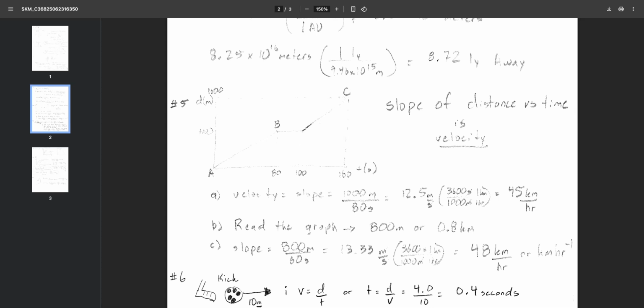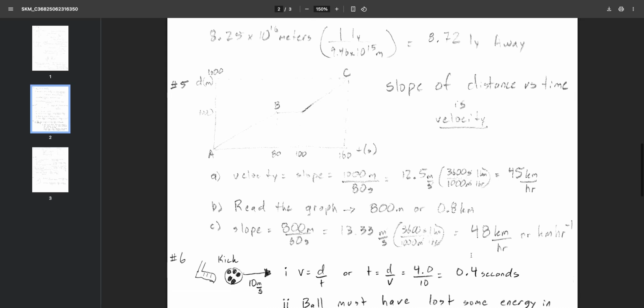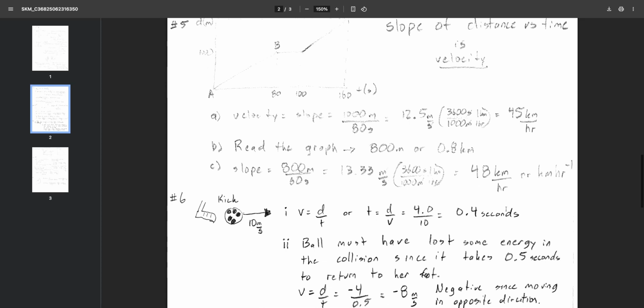And then finally, the speed of the train between stations B and C. So in this case, you just got to figure out what the slope is. So it goes from 100 to 160. So that's our time. And we know the distance is 800 meters. So it must be going 13.33 meters per second. Again, doing the conversion, and I get 48 kilometers per hour. And please note, whenever you see a unit in the denominator, IB will always represent it with a -1. That just means that it's kilometers per hour.